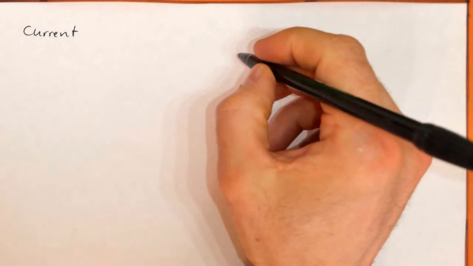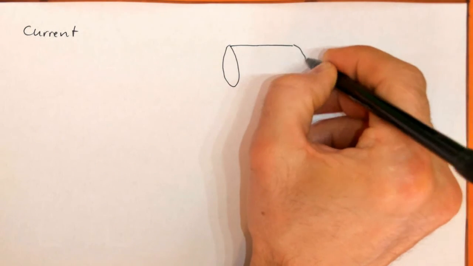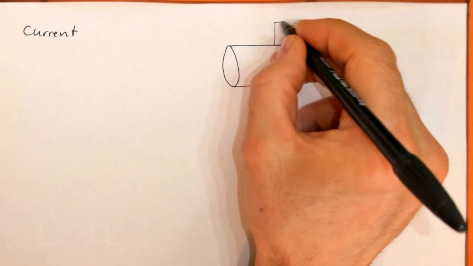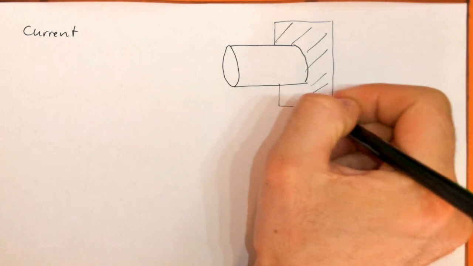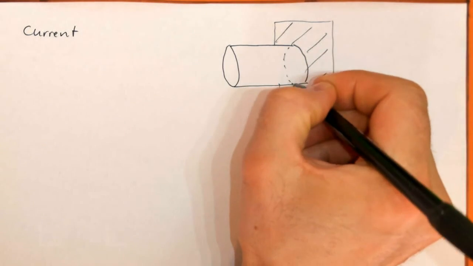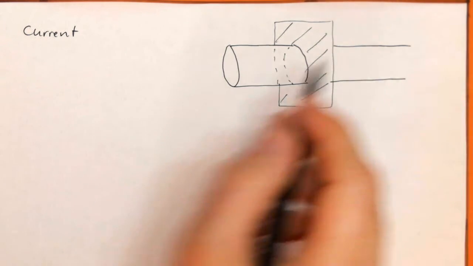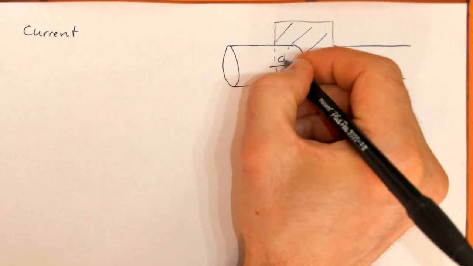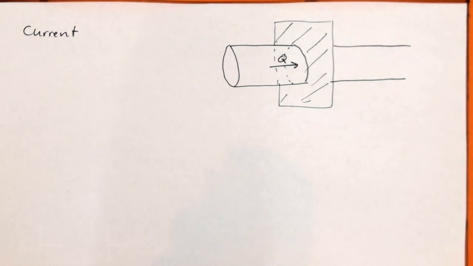All right, what is current? Now, to think about it, let's have a wire here that's going along, and I'm going to put kind of a pretend boundary around it that's cutting through that wire, and that wire continues on. And my question is, how much charge, Q, flows across that boundary in some amount of time?